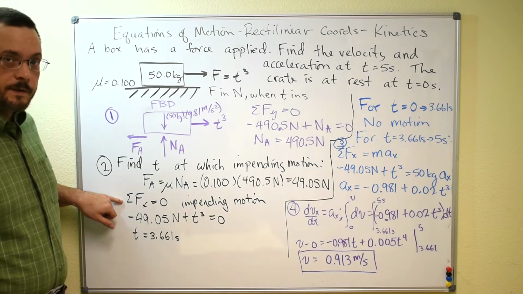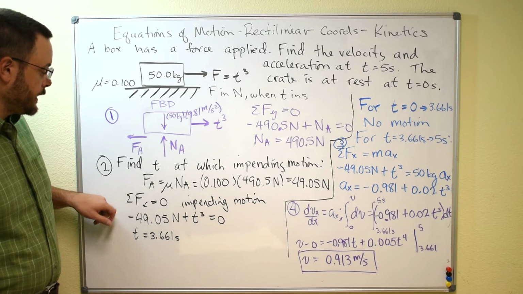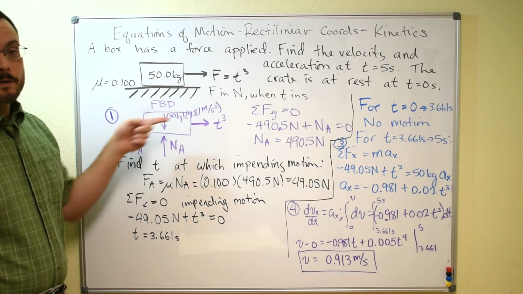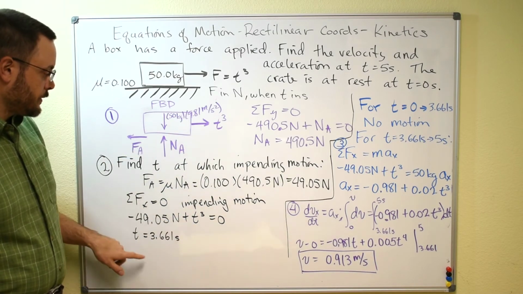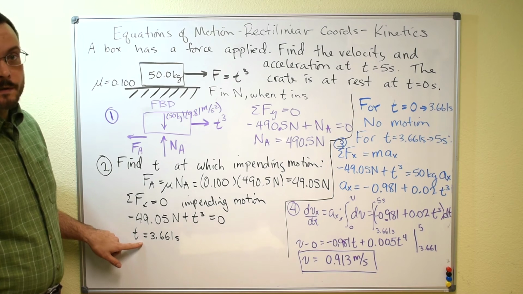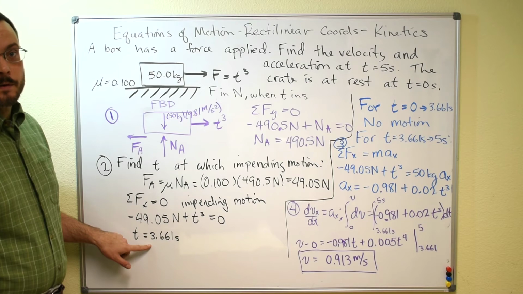So solve it as if it's a statics problem and do sum of forces in the x is equal to 0. That gives us the frictional force going in this direction plus t cubed going in this direction equals 0. And then we can solve for that and then just take a cube root to give us the time. That gives us a time of 3.661 seconds.